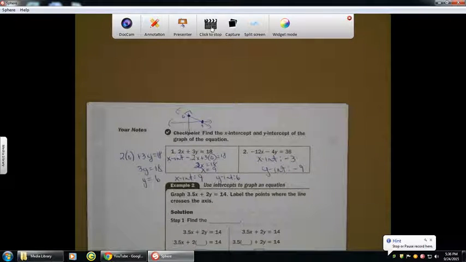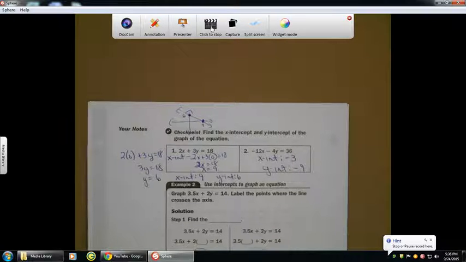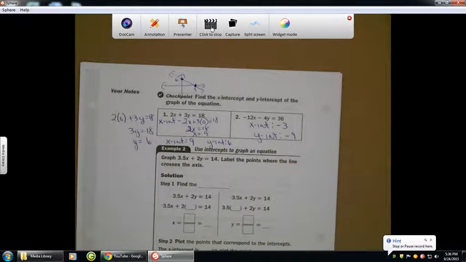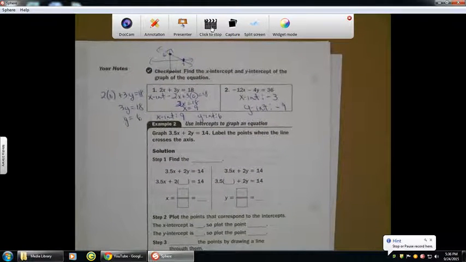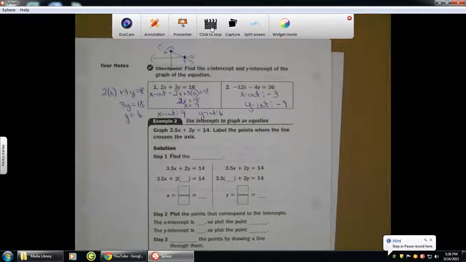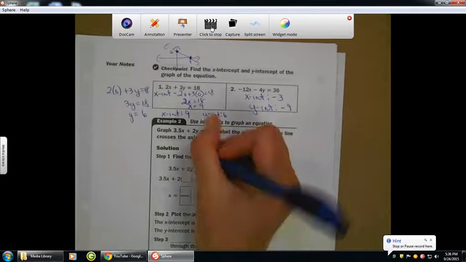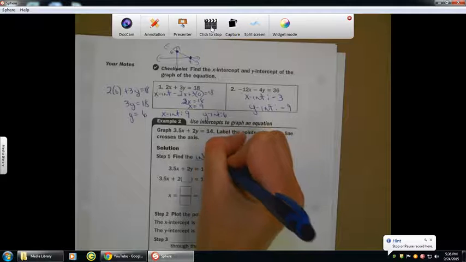So for example 2, we're going to use the intercepts to graph, which is kind of what I did up above. I was just getting ahead of myself. But if possible, if you can use the intercepts to graph, it's a really nice way to graph. So it says graph 3.5x plus 2y equals 14. Label the points where the line crosses the axis. So the first thing we're going to do is find the intercepts.